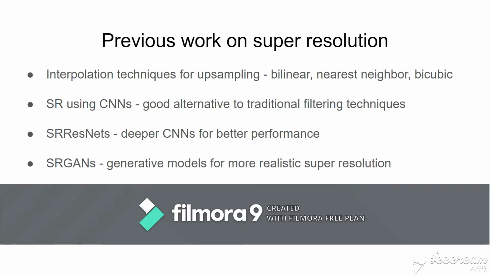Initially, in the 1980s and the 1990s, people used interpolation techniques for upsampling, like bilinear, nearest neighbor and bicubic interpolations. Then later in the 2010s, when deep learning took over, CNNs turned out to be a very good alternative compared to the interpolation techniques used in the past. Then people wanted to use deeper networks, so SRResNets came into the picture. ResNet is a deep learning architecture which is used to make the network even deeper. Here we see that SRResNets were performing better than the convolutional neural networks.